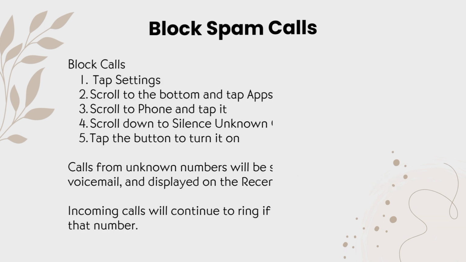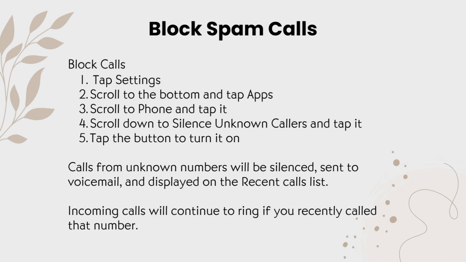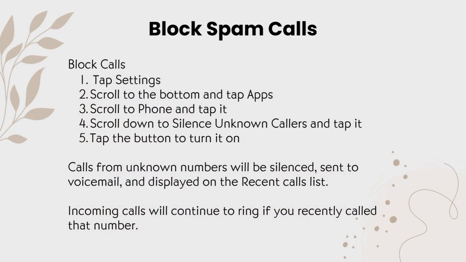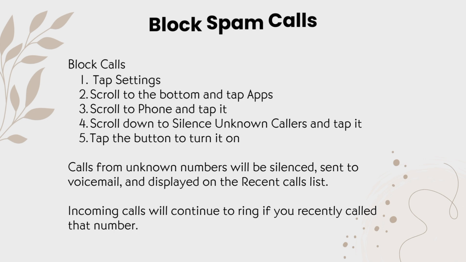Tap Settings, then tap Apps. It's all the way at the bottom. Then tap Phone. Now tap Silence Unknown Callers. Again, calls from unknown numbers will be silenced, sent to voicemail, and displayed on the recent calls list. Calls will continue to ring if you recently called that number. This will help prevent potential scams, since only trusted contacts can get through.